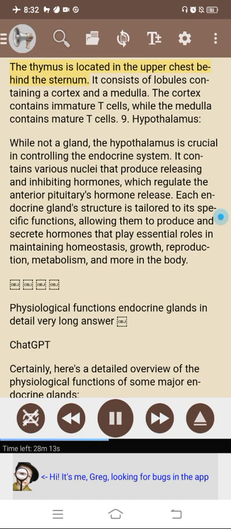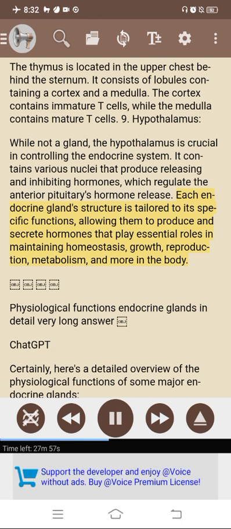8. Thymus. The thymus is located in the upper chest behind the sternum. It consists of lobules containing a cortex and a medulla. The cortex contains immature T cells, while the medulla contains mature T cells. 9. Hypothalamus. While not a gland, the hypothalamus is crucial in controlling the endocrine system. It contains various nuclei that produce releasing and inhibiting hormones, which regulate the anterior pituitary's hormone release. Each endocrine gland structure is tailored to its specific functions, allowing them to produce and secrete hormones that play essential roles in maintaining homeostasis, growth, reproduction, metabolism, and more in the body.